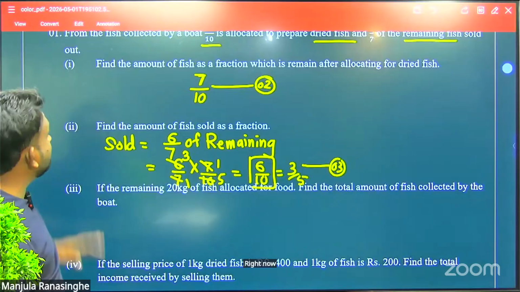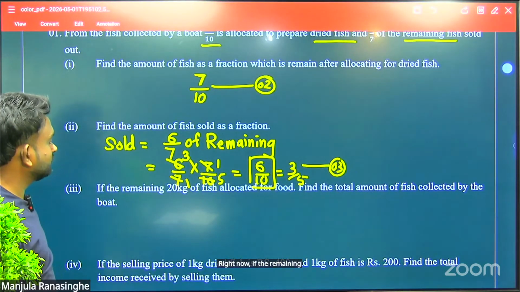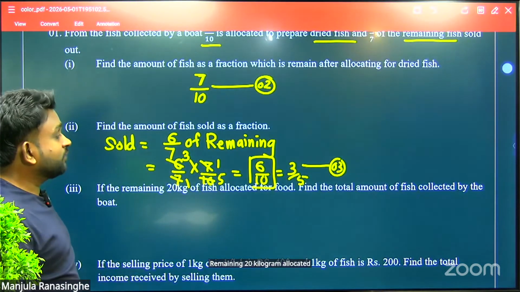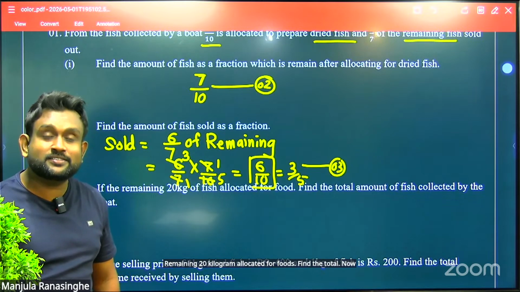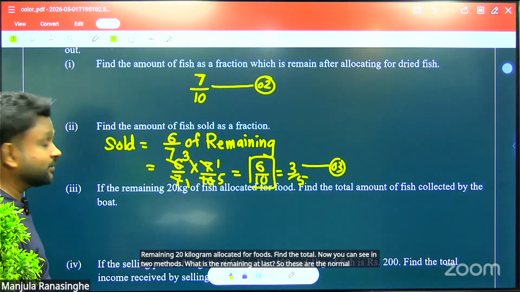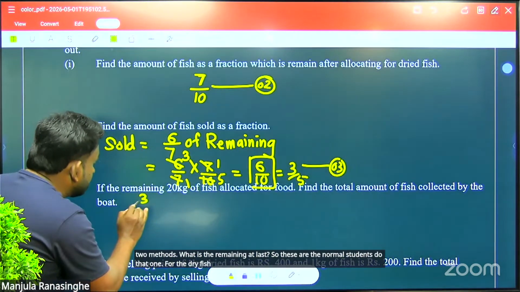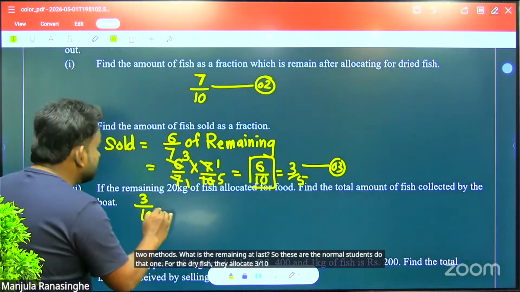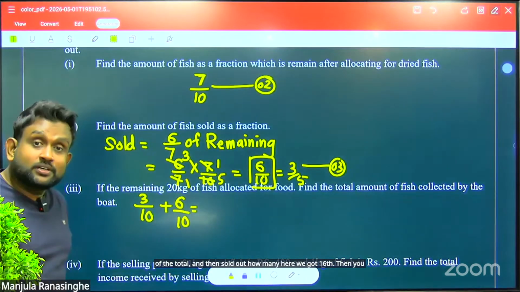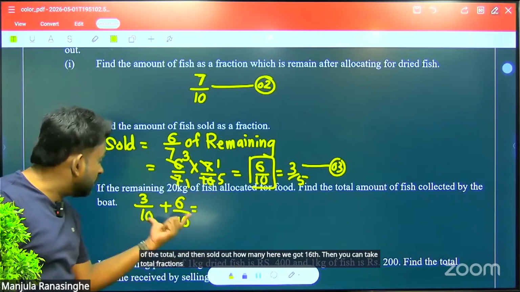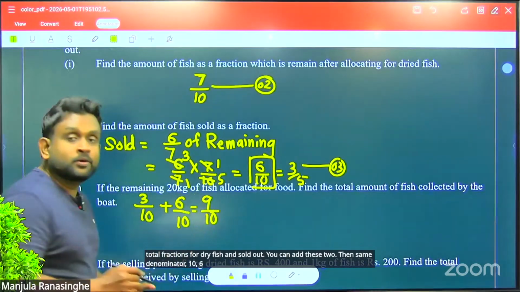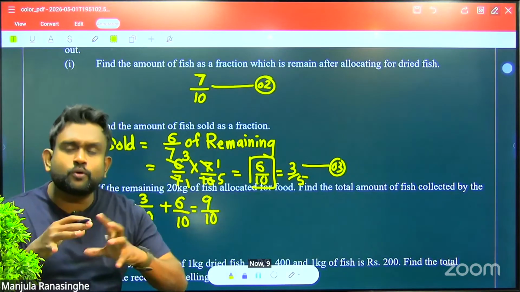Right, now if the remaining 20 kilogram is allocated for foods, find the total. Now you can see in 2 methods what is the remaining at last. So this is what normal students do. For the dry fish they allocate 3/10 of the total, and then sold out, how many here we got? 6/10. Then you can take total fractions for dry fish and sold out. You can add these two. Same denominator 10, 6 plus 3, 9. Now 9/10 is allocated for both of them.